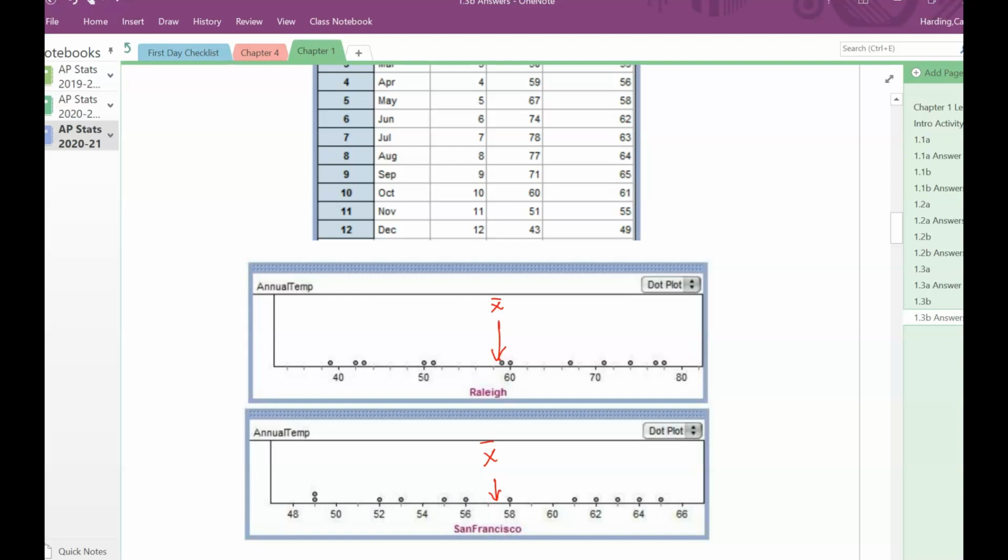So take a look at those two dot plots. Look at the scale that they're plotted on. Which of those would you say has the greater variability? Hopefully you said Raleigh.